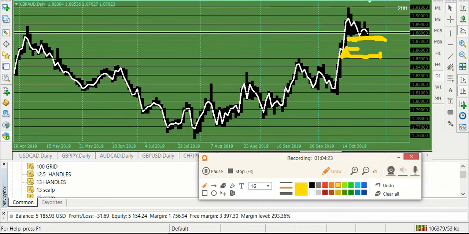But look at this nice shelf here in this 100 pip window. They tag it in that thing, and imagine selling there. Imagine selling because it was previous support. Imagine selling because your cloud turned down and it's railing into the cloud, and okay, I got a trend trade here. Sure, it's all available, but these people should be making money.